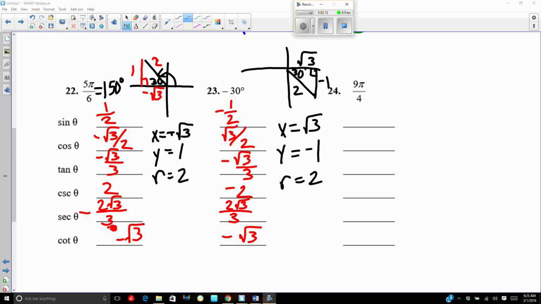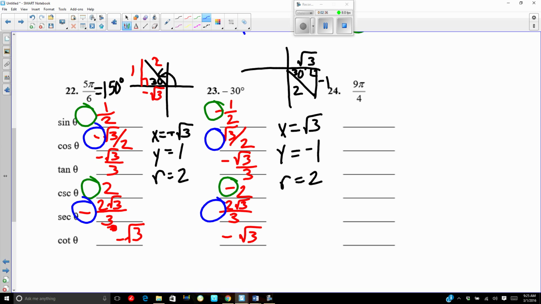Notice they're pretty much the same as 22 because it was the same type of triangle. The only difference is some of the signs are different. Sine and cosecant have different signs because we're in a different quadrant, and the same can be said about cosine. So you're going to get these answers repeated a lot, just with different signs. If you've got questions, please let me know.